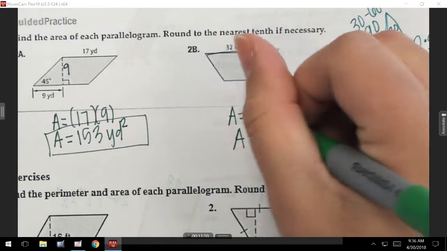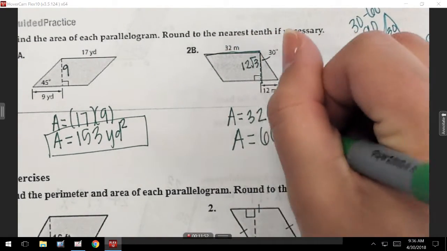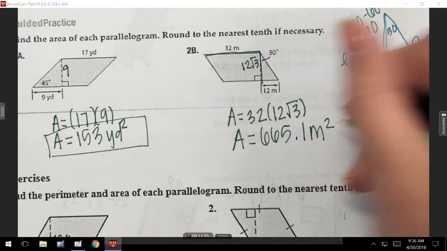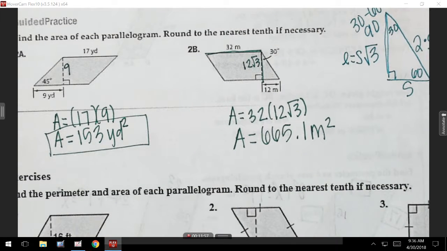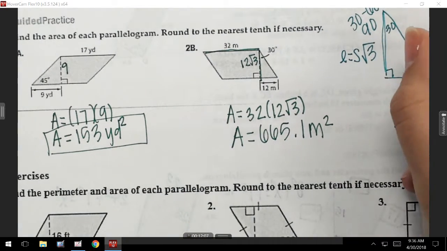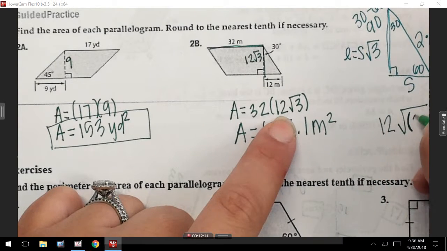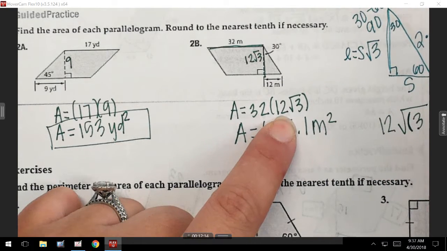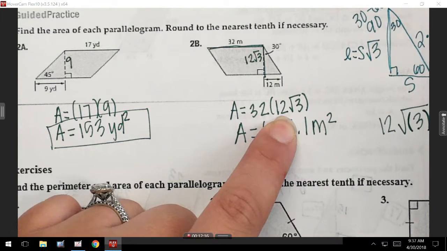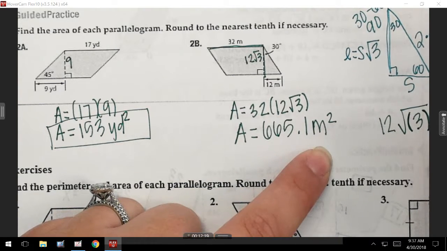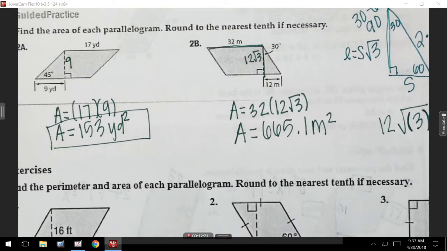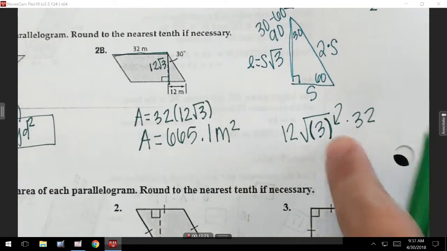Round to the nearest tenth, so I got 665.1. Okay, how many of you did not get that? Okay, remember, if you're using the calculator like Lakeland and Christian, if you plug in your square root, remember it opens that parenthesis. So if, for example, on this one, you put 12 first and then square root of 3 times 32 and you didn't close that parenthesis, it's going to give you something funky. So remember, you're always closing this parenthesis right here. That's what I was talking about.